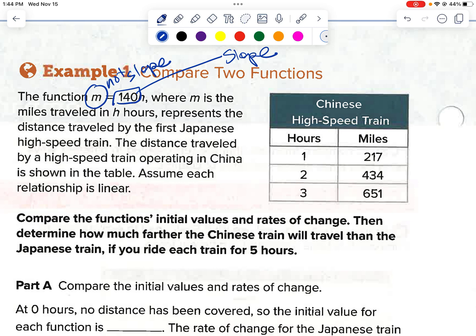This is the distance traveled by the first Japanese high-speed train. The distance traveled by a high-speed train operating in China is shown on the table. So I'm going to look from here to here. Yes, it went up by 217. Oh, look at that. This one up by 1. So the slope of this one is equal to 217.